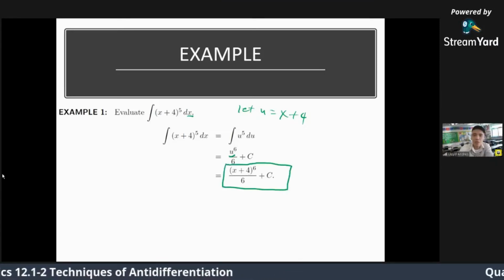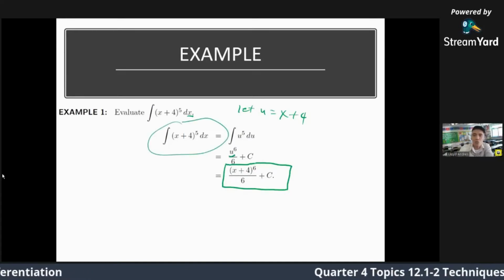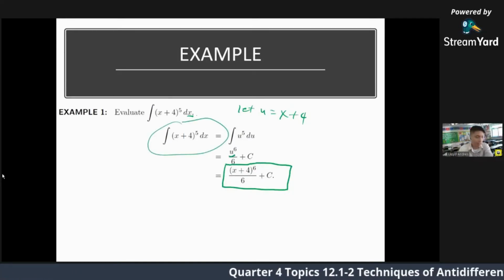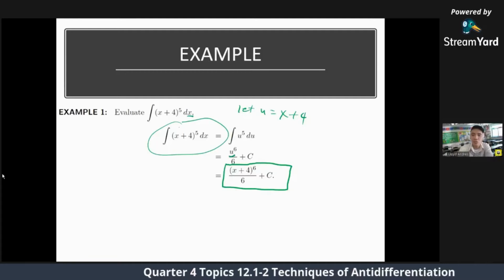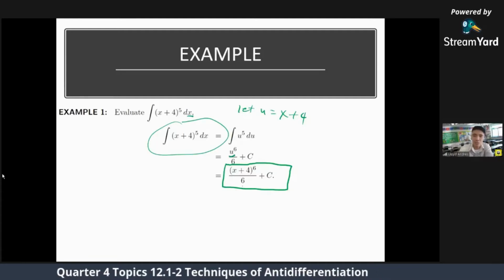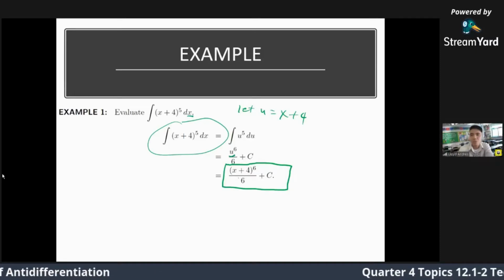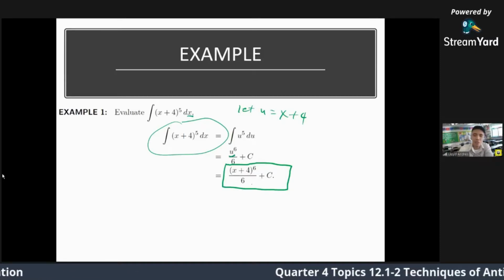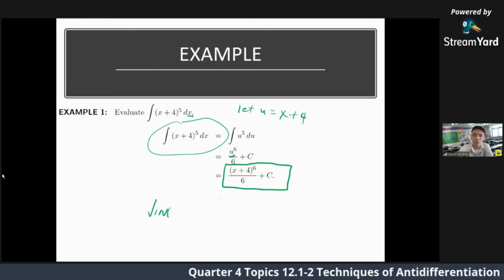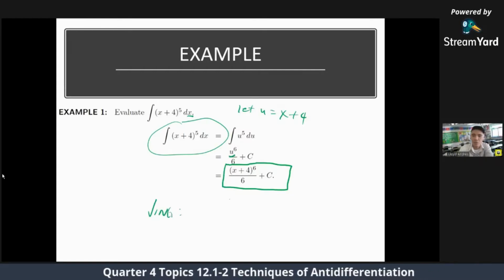So the integral of this is just equivalent to the quantity of x plus 4 raised to 6 over 6 plus c. So how will we know if our answer is correct? Then we can just differentiate. For checking, let's say we need to check. We differentiate this, the derivative of this, right?